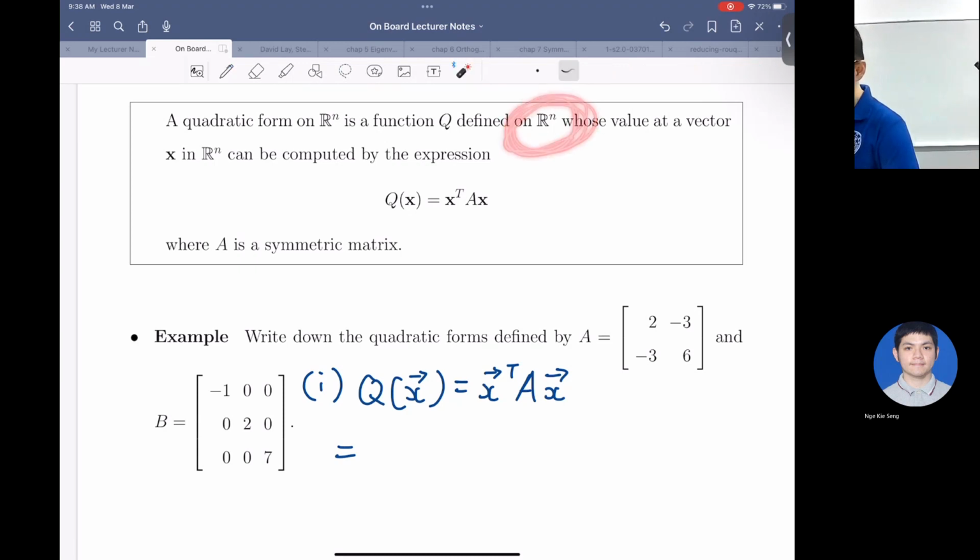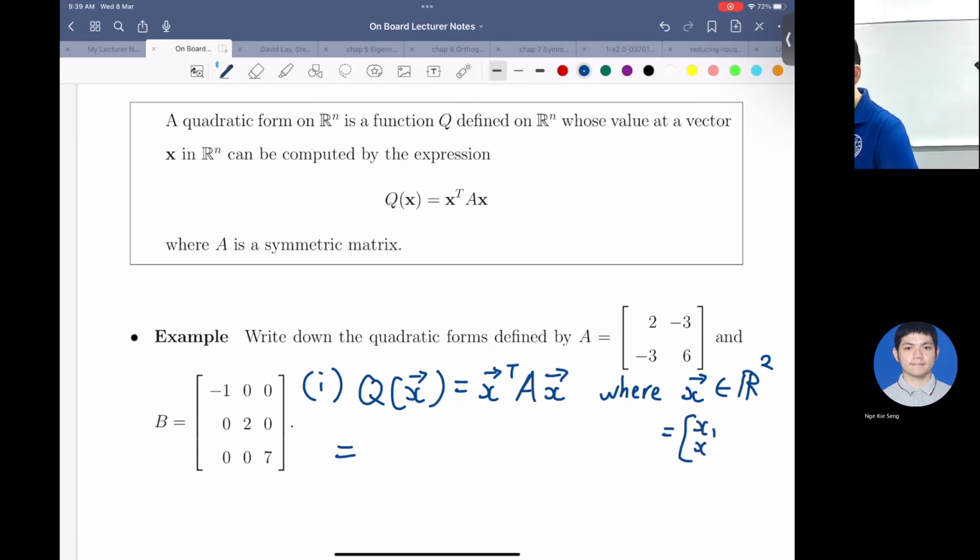So you will see that this Rn really depends on what A you have, or the A will depend on what n you have. Since this is a 2 by 2 matrix, this x should live in R2. So this x should be a general x, so we can write it as x1, x2. If we put it back into the formula, x^T is x1, x2 as a row vector multiplied by A and then multiplied by the column vector x1, x2.